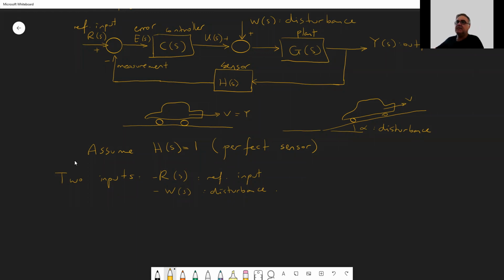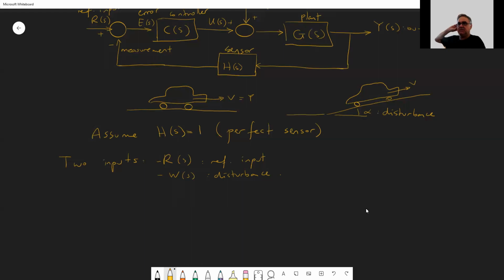Well, we can find the closed loop transfer function that relates Y to R and Y to W. How do we do that? We use superposition. We don't have to use superposition, but we can use it in order to obtain our closed loop transfer functions.